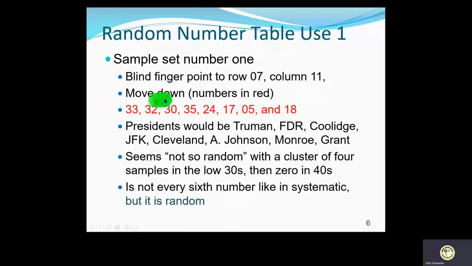Now, looking at these numbers, especially all these ones in the 30s, that does not particularly look random, but it is. You're used to systematic sampling, like take every 6 numbers. So you take number 6, number 12, number 18, number 24, number 32, and so forth. That is systematic, but that's not random. So we use this random number table, and well, we got what appears to be not so random, it totally is, a cluster of 4 samples in the low 30s and nothing at all in the 40s.